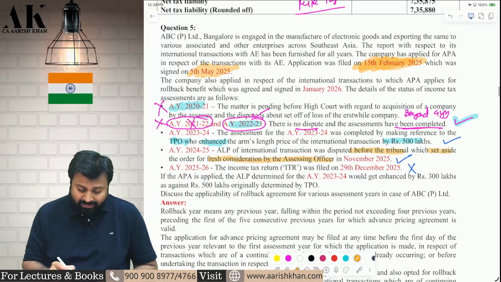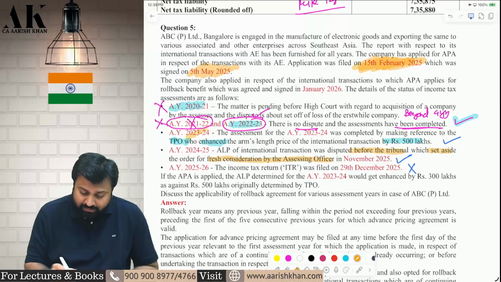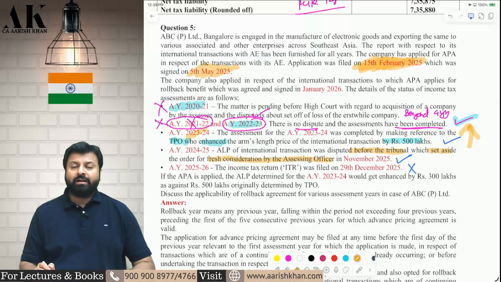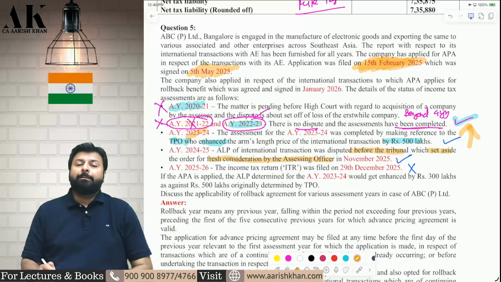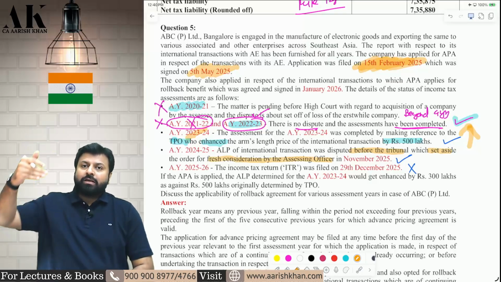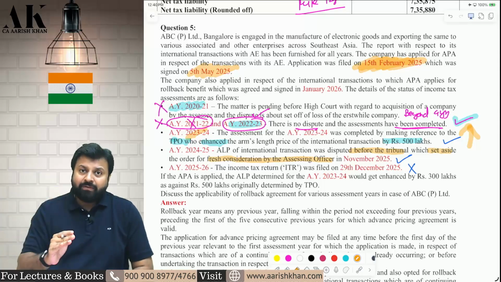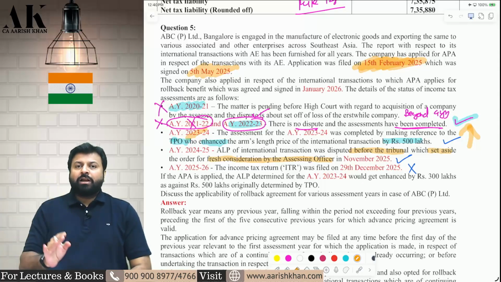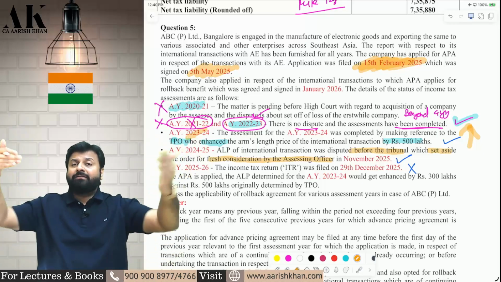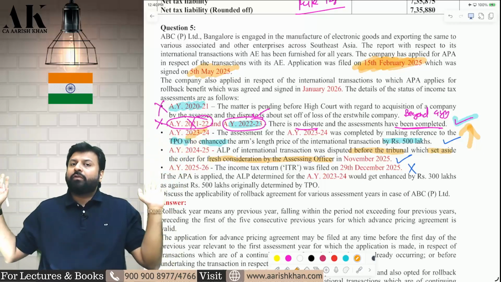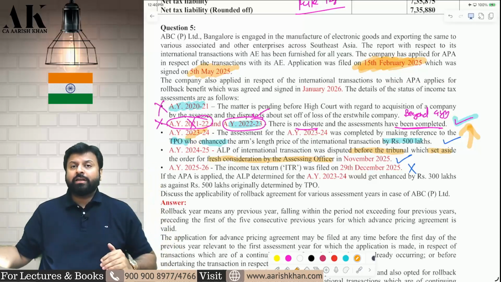Now the next one, in the next year 23-24 the TPO has enhanced your income by 500 lakhs. One of the conditions is that you cannot roll back if your income falls below the income declared in the ROI. As I have told you in the class also, suppose in your ROI the income is 100 lakhs and the TPO increases it to 120 lakhs, and after rollback it becomes 90 lakhs, then you cannot go for rollback. Your rollback cannot reduce your income below ROI.